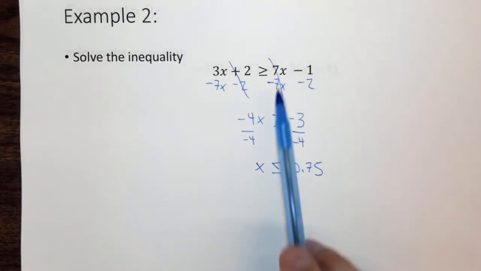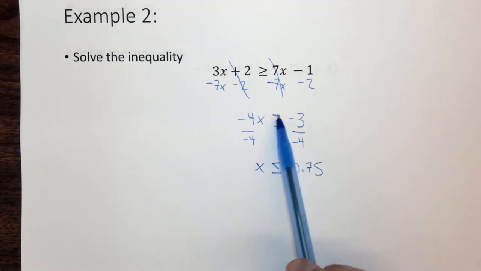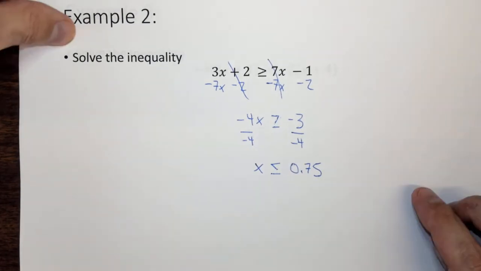So the only difference between what we learned in the previous section where these were equal and the inequalities is that if you multiply or divide both sides by a negative number, you do need to switch the sign of the inequality.